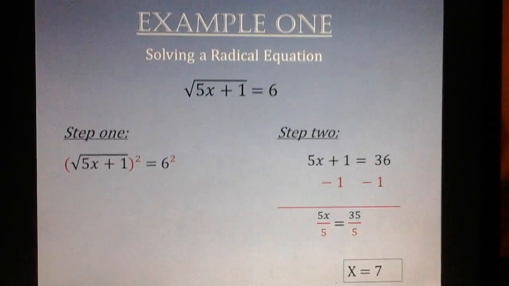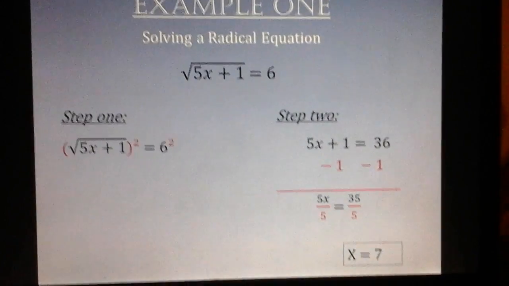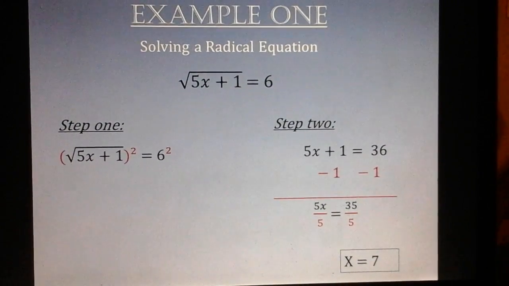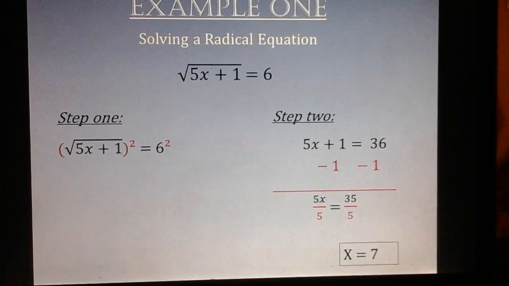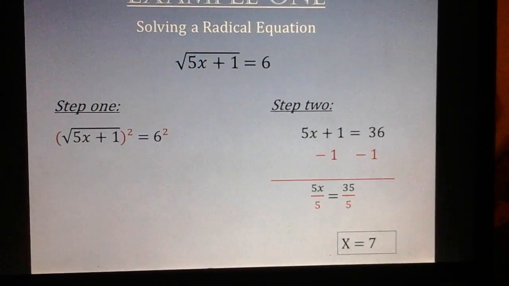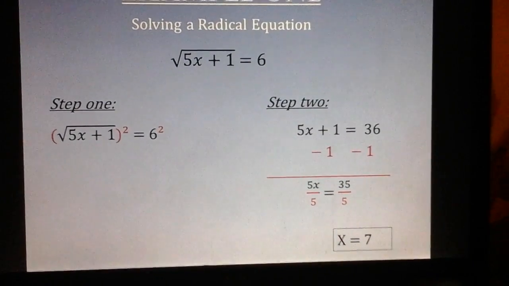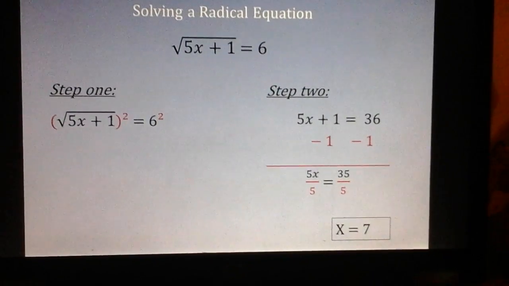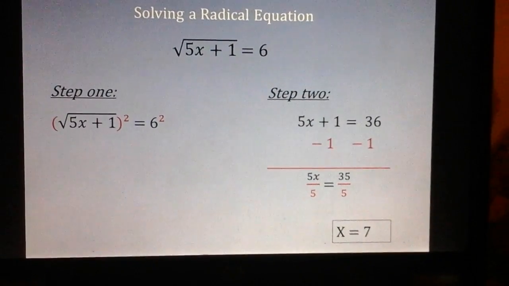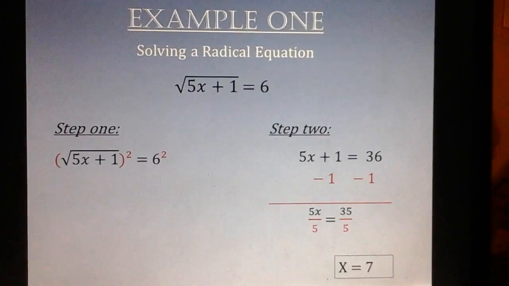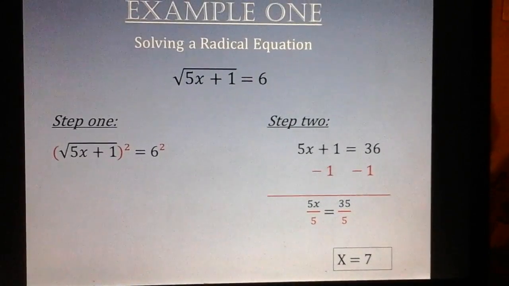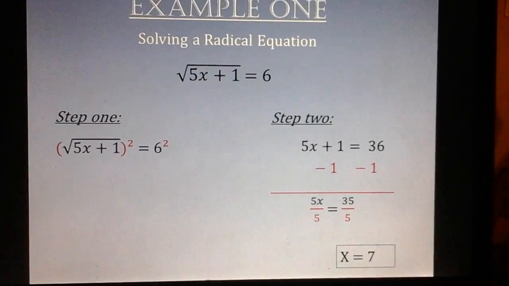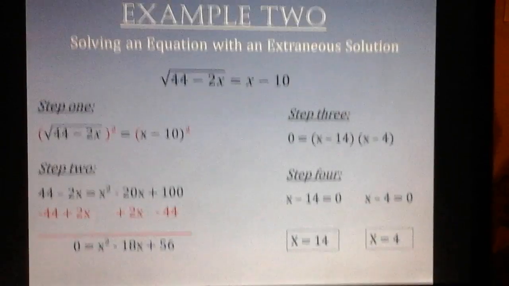For example 1, we're going to solve a radical equation: radical 5x plus 1 equals 6. For step 1, you would square both sides, and you would get the radical eliminated, so 5x plus 1 equals 36. Then you would subtract 1 from each side to get 5x equals 35. You divide by 5 on both sides, and then you would get x equals 7. And that's how you solve a radical.